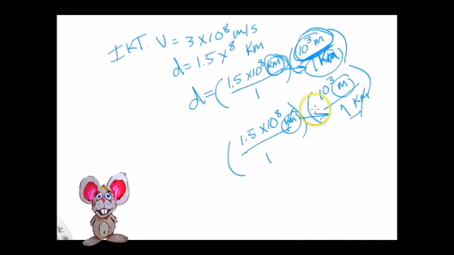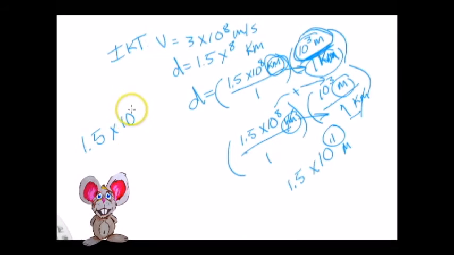You have 1 times 1 is 1, 1.5 times 10 to the 8th times 10 to the 3rd, and we get 1.5 times 10 to the 11th, and that is in meters. We simply add the two exponents together. It is just that simple, guys and gals, or gals and guys. So here we go: 1.5 times 10 to the 11th meters. So now we have converted kilometers to an SI unit of meters.